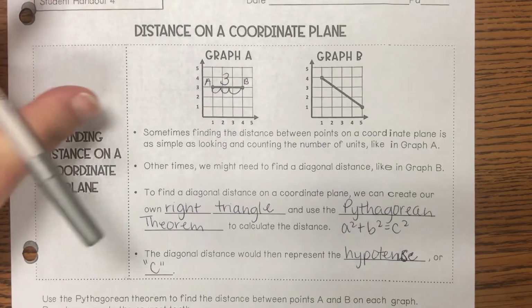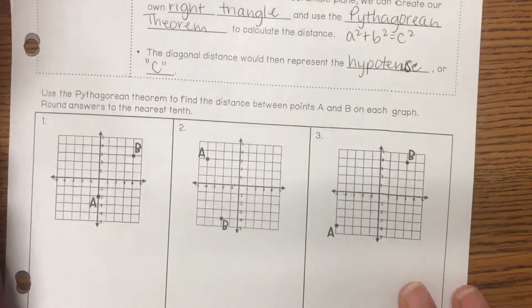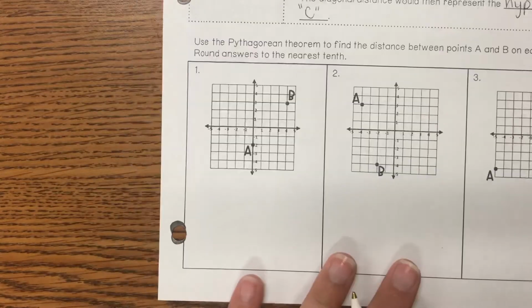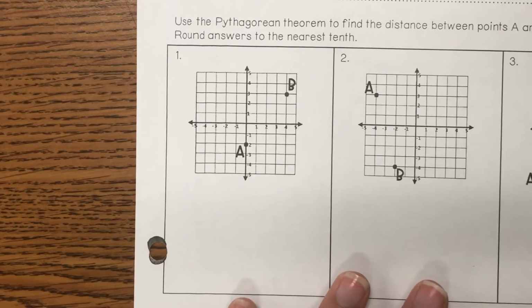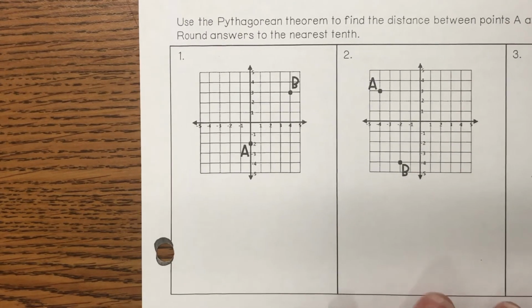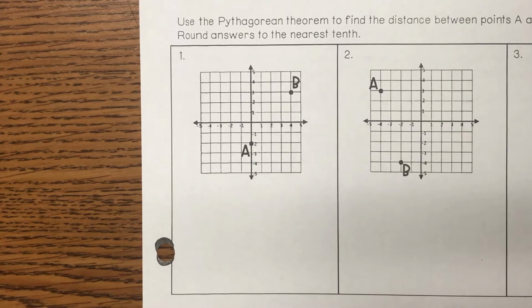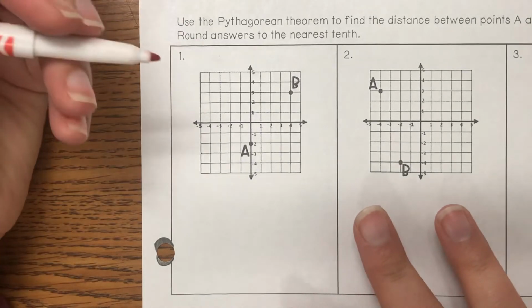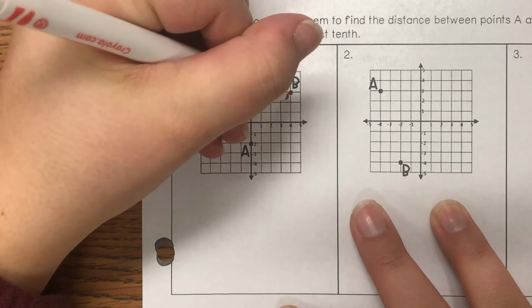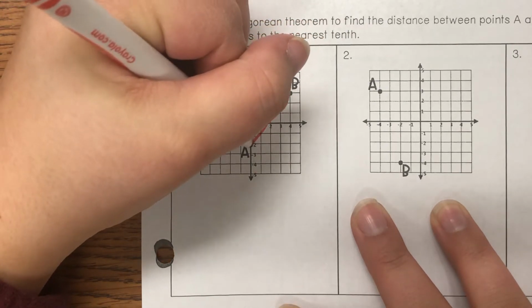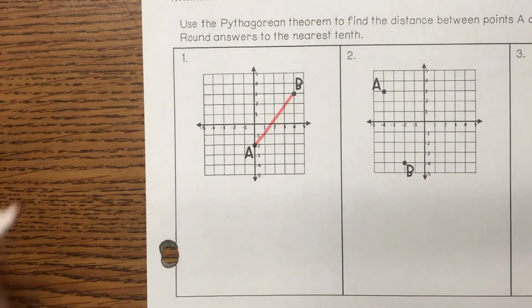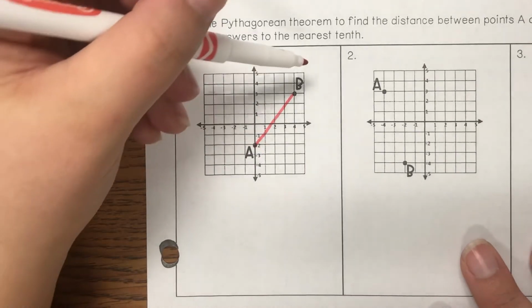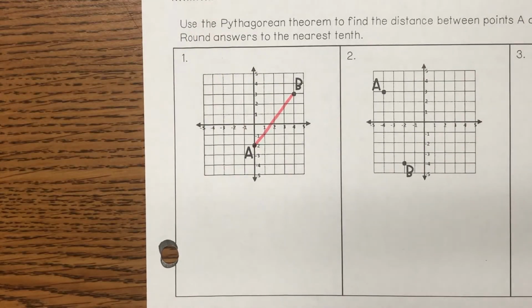Let's do a couple examples. Right, so number 1, it says use the Pythagorean theorem to find the distance between points A and B on each graph and round your answers to the nearest tenth. So the first thing we need to do is connect point A and point B on our graph. So I'm going to connect these points. Okay, so I'm looking for the distance from A to B. I'm looking for that diagonal distance.